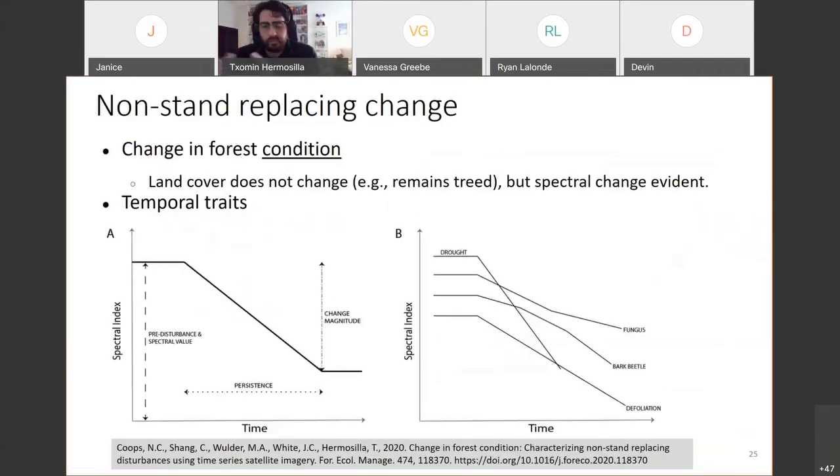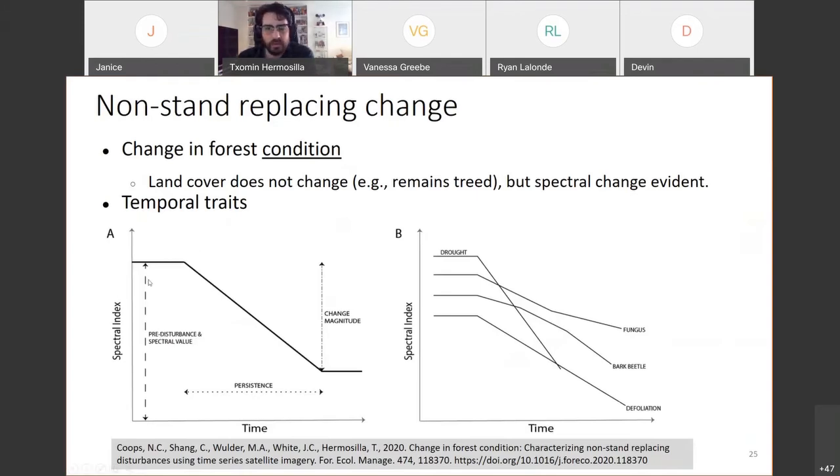So, as I say, non-stand-replacing disturbances are low magnitude and subtle changes in the land cover condition, but they don't produce a removal of the vegetation, or an overall removal of vegetation at the stand level. So the land cover should remain the same. And what we are doing is using our time series, we are analyzing the temporal traits of the non-stand-replacing disturbances.